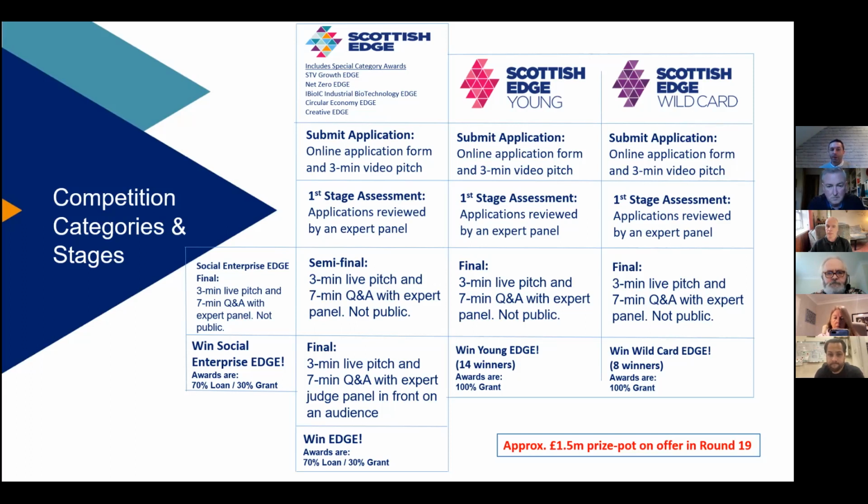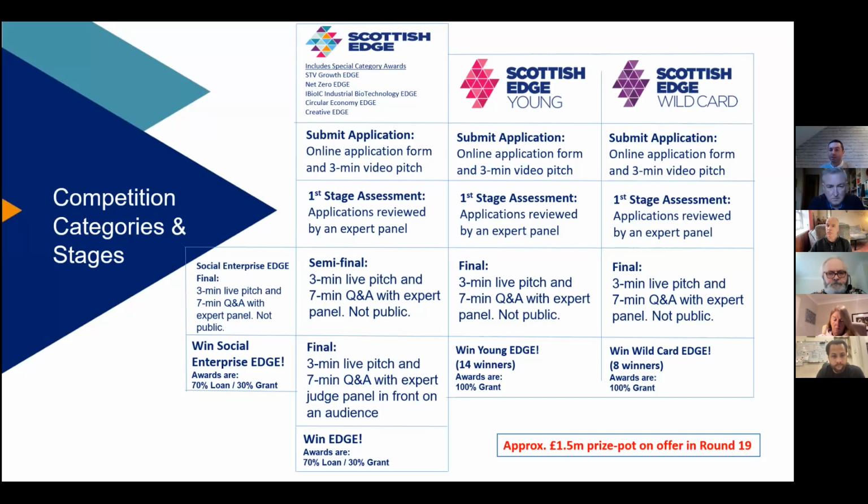What to do for that is you apply on the online application form, and that's the same process for all the categories. You apply online, you do your 3-minute video, and then your application progresses to a first stage assessment. And that's the same for all the categories. So those initial 2 steps don't really change. No matter what category you're going for, you do an online application form.